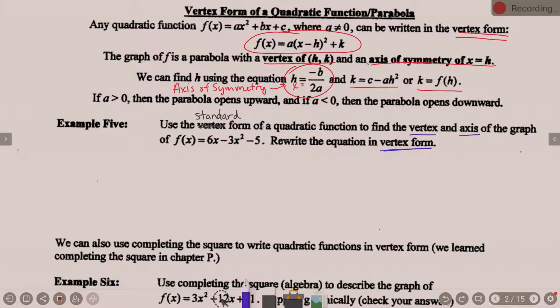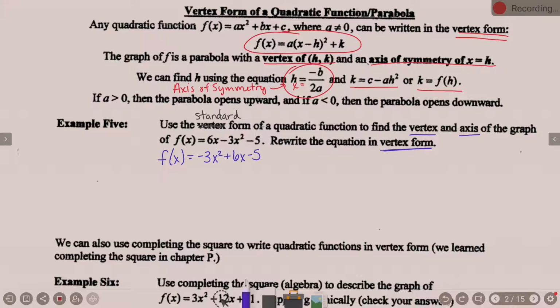I don't know about you guys. I don't really like it. Could we do something to like it better? Or maybe you guys are okay with it. If you're okay with it, great. If not, my first step is I'm going to rewrite this in order. So I'm going to rewrite this as f of x equals negative 3x squared plus 6x minus 5. Just because I like to be able to easily identify my a, b, c's and not have to think too hard about it. Okay.